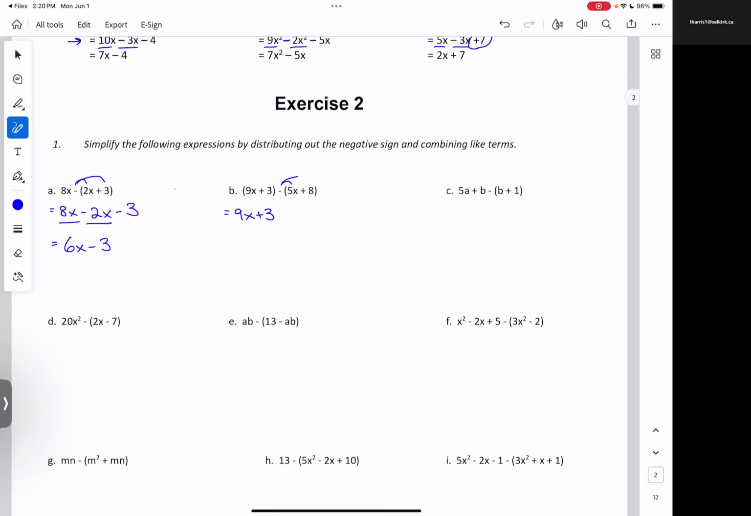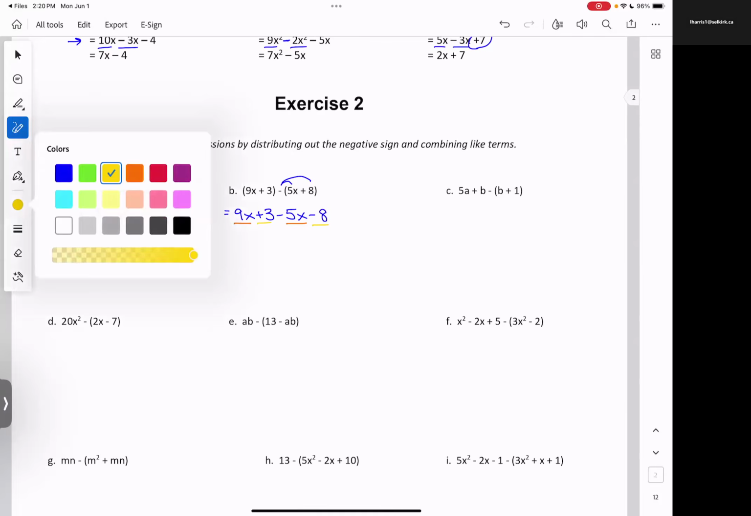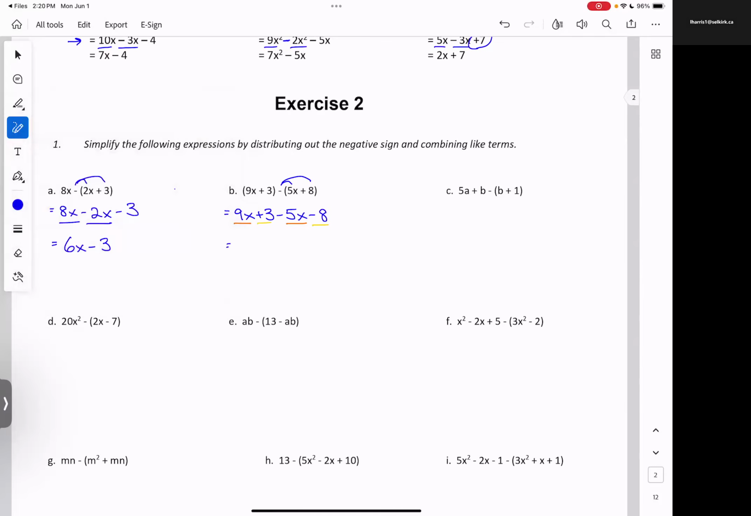In B, the brackets out front don't really matter because there's no subtraction sign in front of them, so I can just get rid of those. Then I need to distribute out this negative sign here to get minus 5x minus 8. And now I need to think about like terms. I've got two terms with plain x's, or x to the power of 1, and I have two constants that can be combined. So when I combine that stuff, I get 9x minus 5x gives me 4x. And then I've got 3 minus 8 gives me -5.